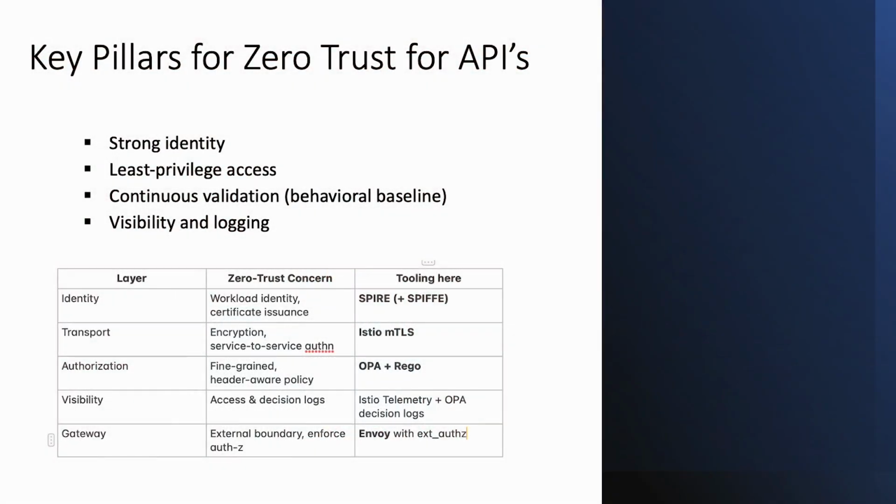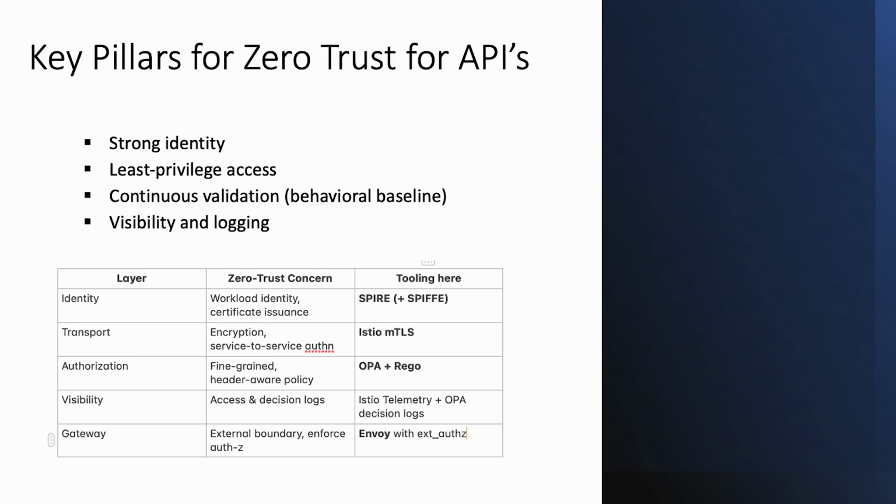Cool. So when we look at zero trust at the outset, there are about 3 or 4 characteristics. One is every workload must have a verifiable identity, which is characterized as strong identity. And second is least privilege access, which is services should only talk to other services that they absolutely need to.